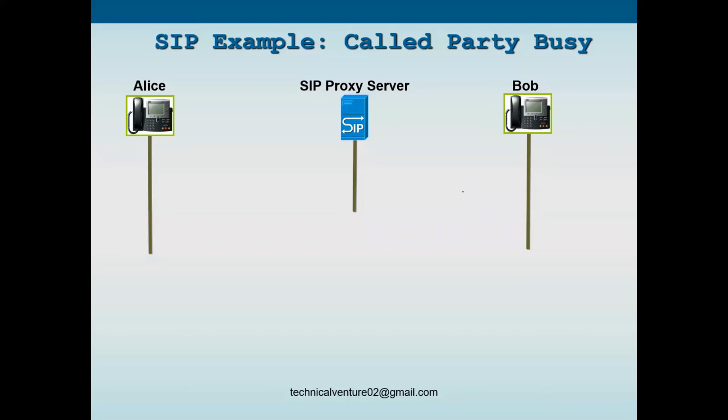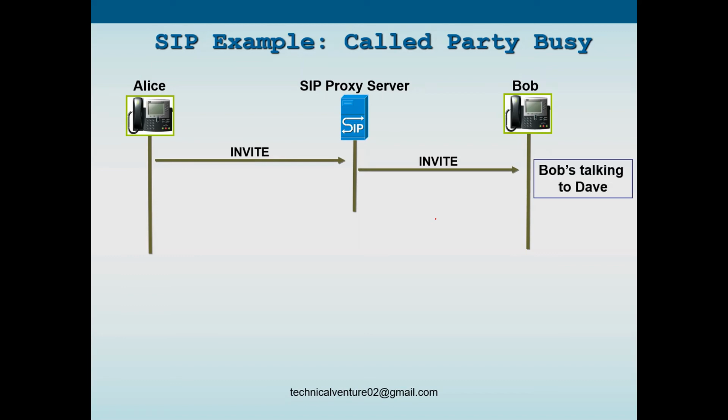Let's discuss the busy scenario, where the called party is busy. There is an INVITE message from Alice to the SIP proxy server first, and then an INVITE message from the SIP proxy server to the called party, Bob. As of now, we are assuming Bob is talking to another person, Dave, in our example. So Bob is talking to Dave right now.